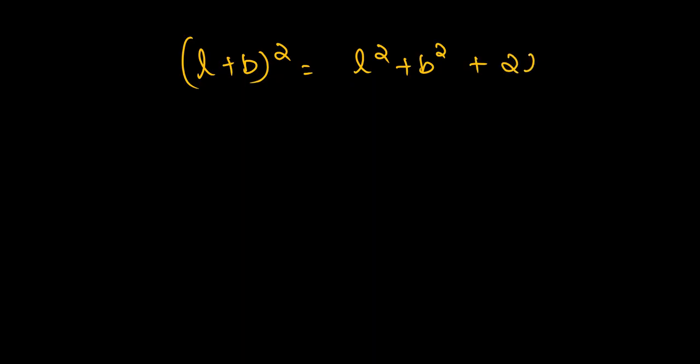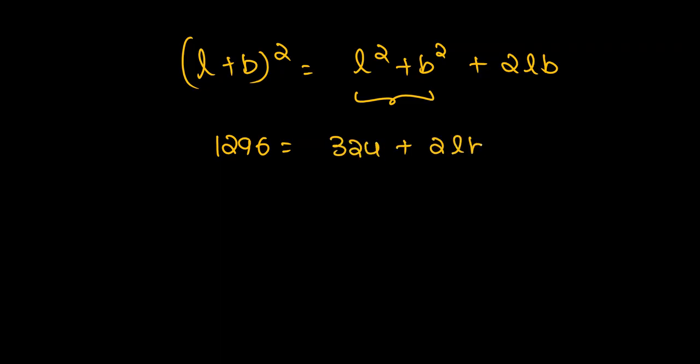L plus B whole square can be written as L square plus B square plus 2LB. L plus B is 36 in the question. 36 square is 1296. L square plus B square is 324. It's nothing but equal to 2LB.